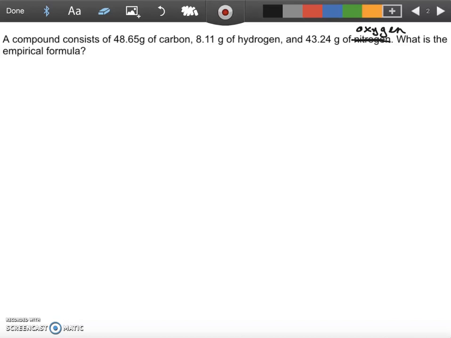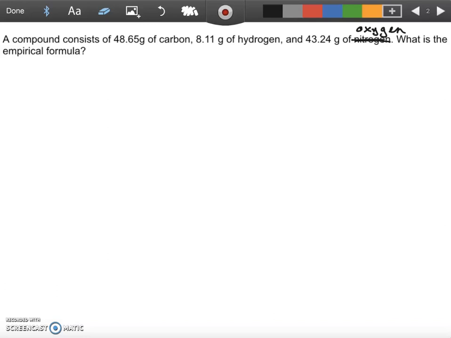So here's a pretty common question that you could come across. A compound consists of 48.65 grams of carbon, 8.11 grams of hydrogen, and 43.24 grams of oxygen, not nitrogen, it's oxygen. What is the empirical formula? Remember, the empirical formula is the lowest whole number ratio between the different atoms inside of the formula. Well, what is that exactly?